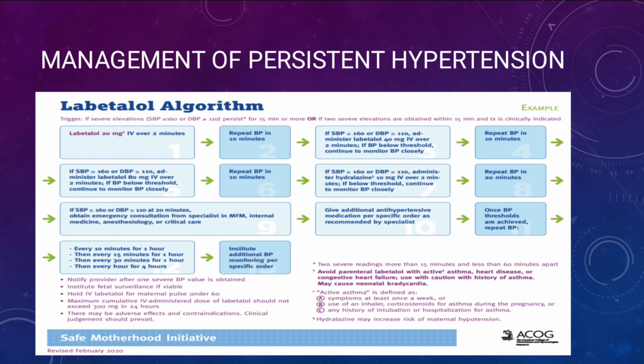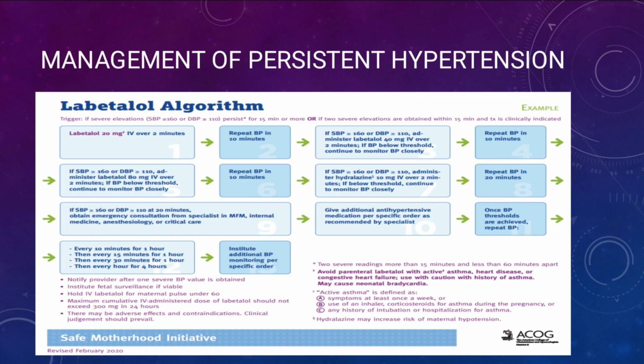Once BP thresholds are achieved, repeat BP every 10 minutes for 1 hour, then every 15 minutes for 1 hour, then every 30 minutes for 1 hour, then every hour for 4 hours. Institute additional weight monitoring. Notify if the maximum should not exceed 300 for 24 hours.